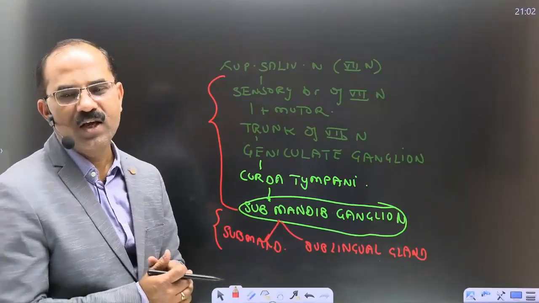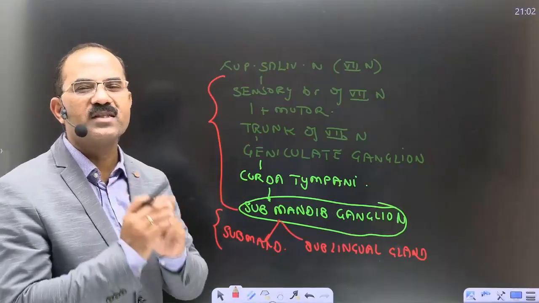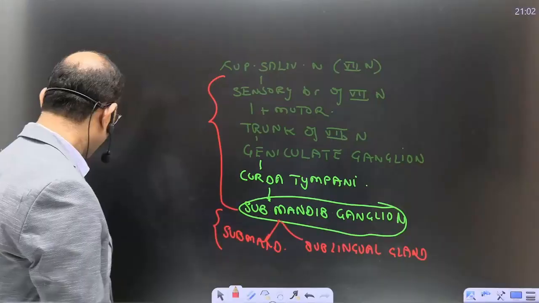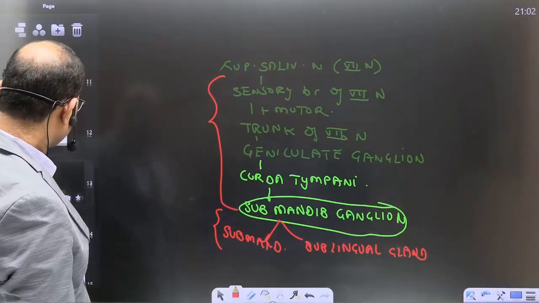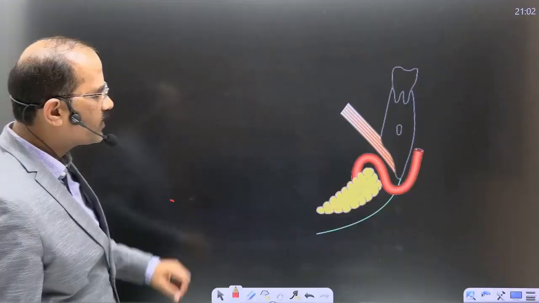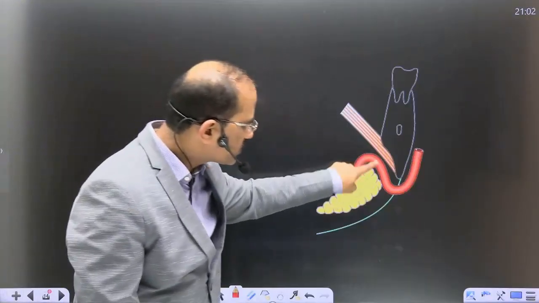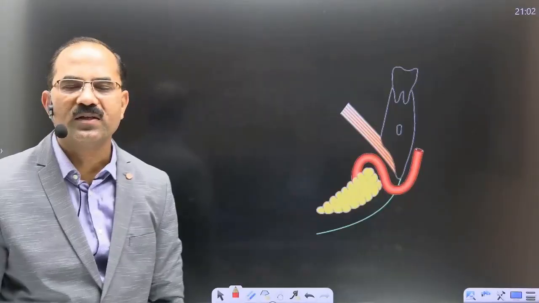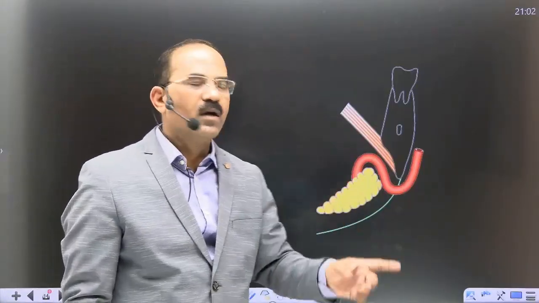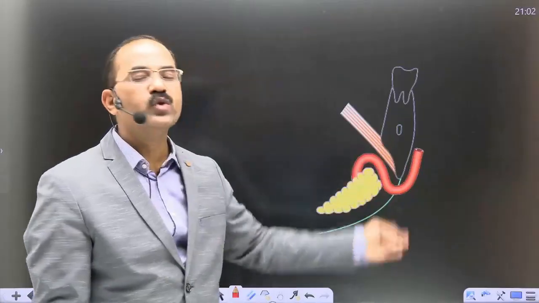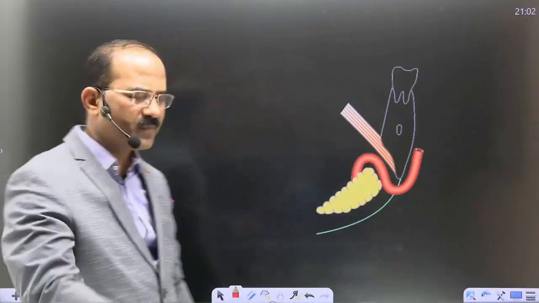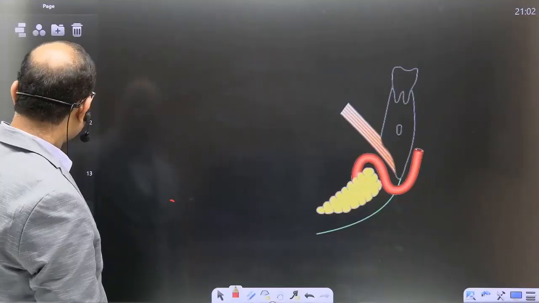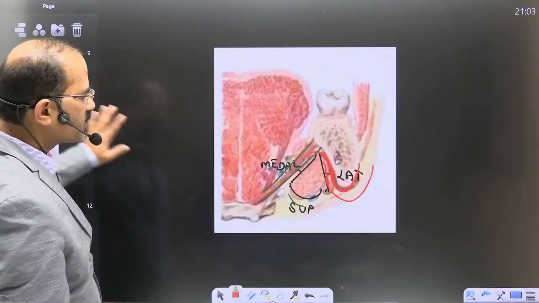Clear, students? So that's about the nerve supply of the submandibular gland. Look at this. This is what I was telling you. This is the loop of the facial artery. It forms an S-shaped loop over the submandibular gland. Clear, students? The relations of the gland are clear to all of you.